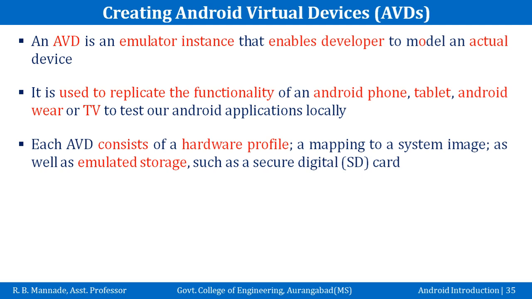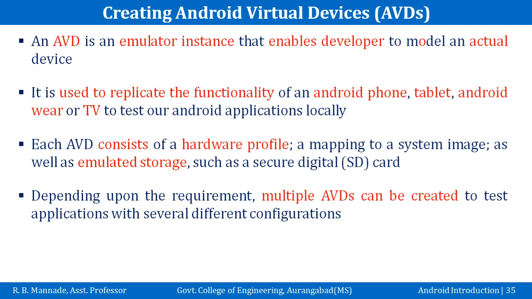Then each AVD consists of some hardware profiles, like the number of processors, meaning the number of cores of the CPU, then the size of RAM, then the amount of internal storage, and also the amount of expandable storage, or SD card. All these hardware profiles can be set up while creating an Android virtual device. Depending upon the requirement of any specific development, multiple AVDs can be created to test the applications with different configurations and different functionalities.